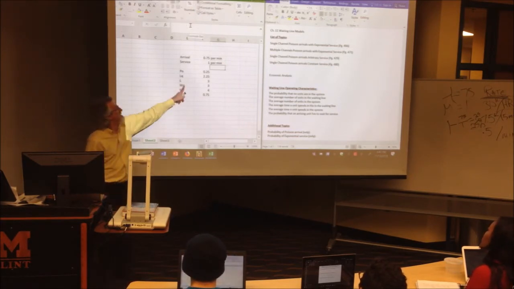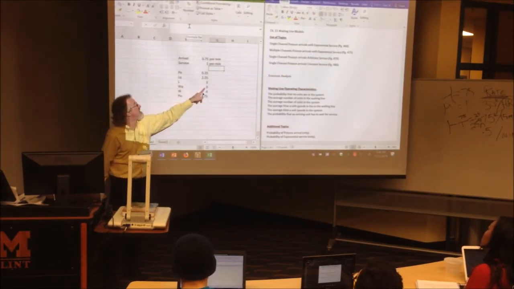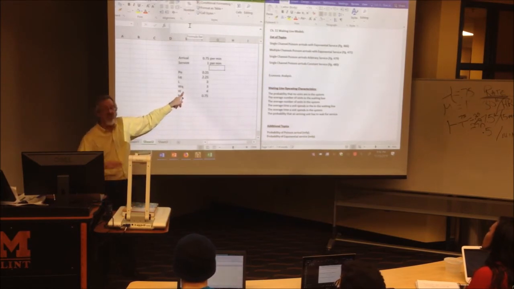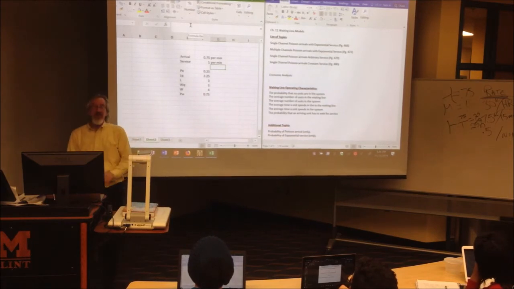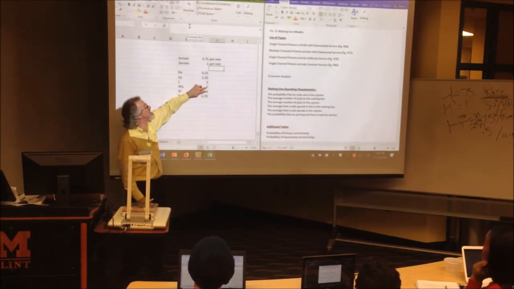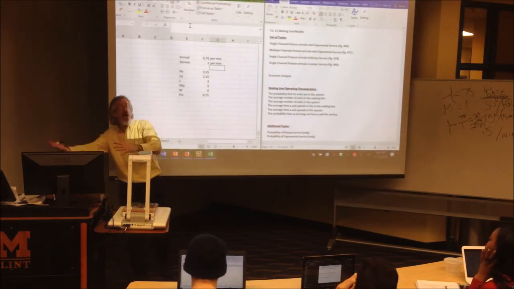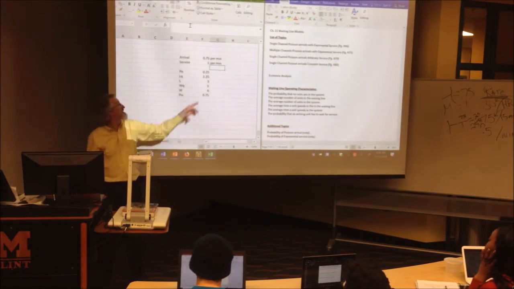Now, the average time a unit spends in the waiting line is 3 minutes. The average time a unit spends in the system, 4 minutes. Again, these two time ones always represent the amount of time that your arrival and service per time. If it's per minute, these are in minutes. If this is per hour, this is in hours.